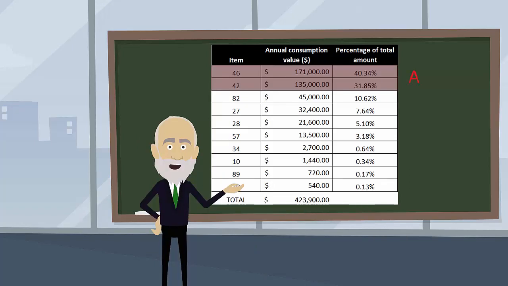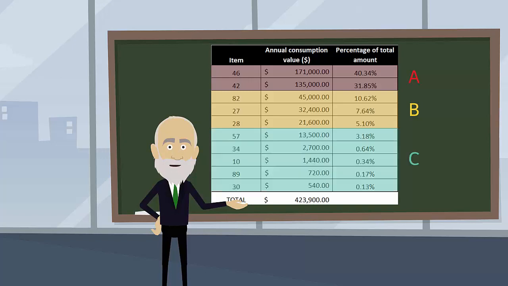The following three articles represent 23% of annual consumption. Obviously, these articles are the B items. The last five products, at the bottom of the table, represent only 5% of annual consumption. These are the C items.